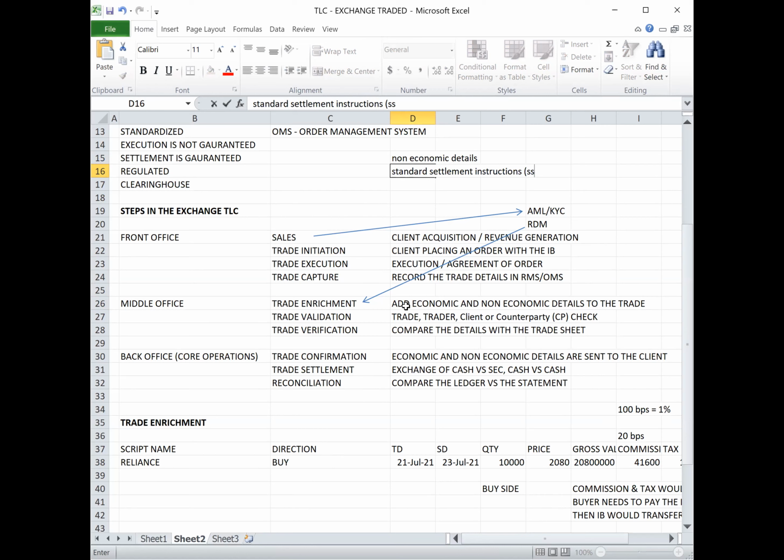You call it SSI. Okay, such as custodian cash account number, custodian securities account number, client's name, custodian name. All these would be non-economic details. Are we clear with the difference between economic and non-economic?